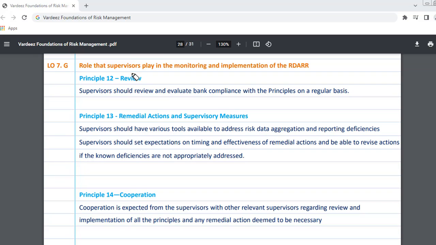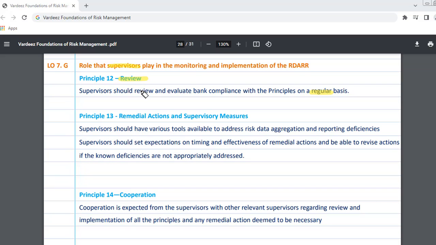Alright, the role that supervisors play in the monitoring and implementation of the RDARR. Principles number 12, 13 and 14 will talk about the role that the supervisors need to play. Principle number 12 is reviewing. Supervisors will review and evaluate the bank's compliance with all the principles that we have just spoken about on a regular basis.